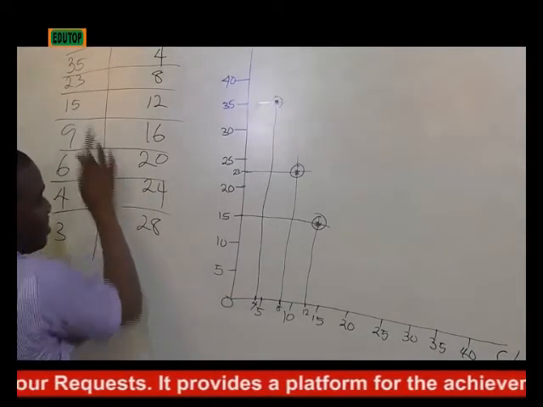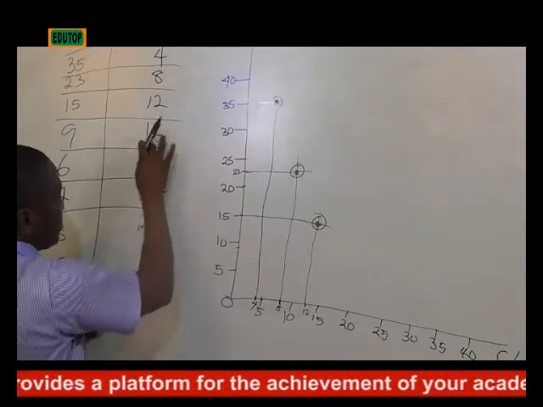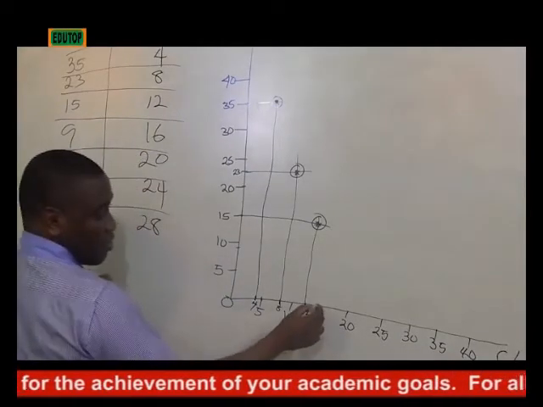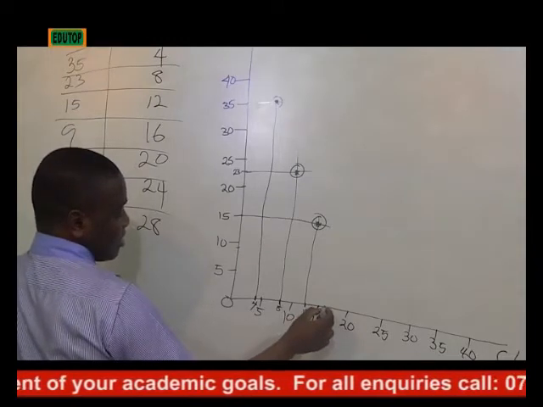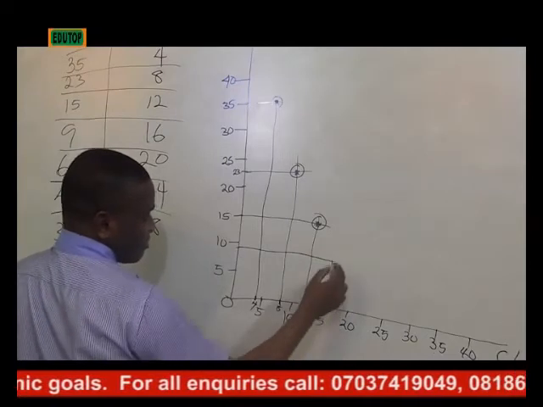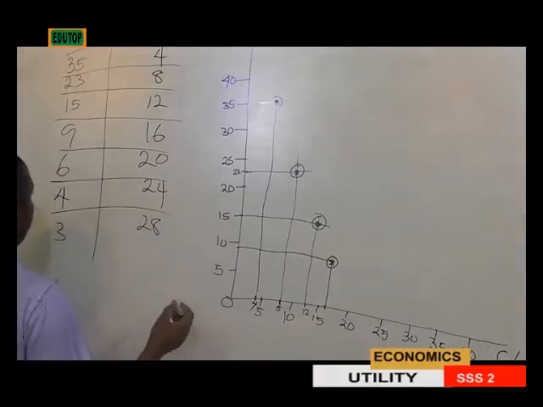Then we also have 0.9. 9 will be closer to 10 of food. Then we have 16 of clothing. This is 0.15 for clothing on this axis, and 16 will be somewhere closer to this place. And 9 and 16 will have something like this. And this is the point. You circle it in order to know where it is.